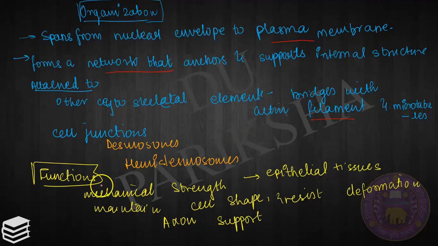Functions include providing mechanical strength to epithelial tissues, resisting stretching and compression, and helping to maintain cell shape and resist deformation. It is also involved in the support of the axon. Neurofilaments support long axons in neurons, and desmin links contractile units in muscle cells.